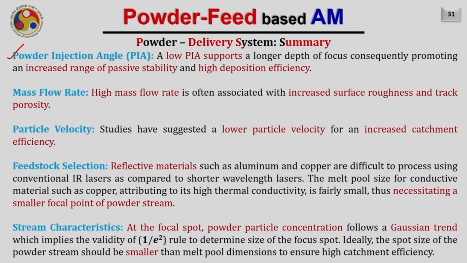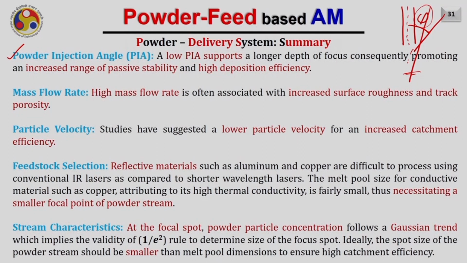We have seen that a low powder injection angle supports a longer depth of focus, consequently promoting an increased range of passive stability and high deposition efficiency. If I just want to recall for you, this is the laser coming from the center and this is the cone angle, right? This particular angle was phi. So if I decrease this angle phi, of course my focal point will go down, and as a result I will be able to increase the passive stability and high deposition efficiency.